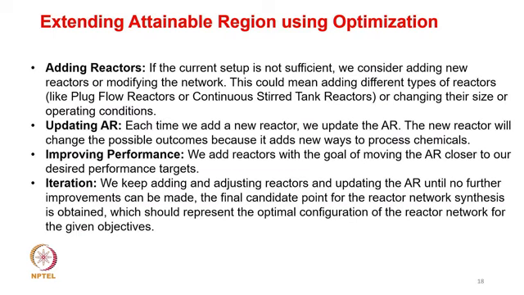And this process would keep on changing. When we add the reactor, we are typically moving towards our desired attainable region, close to our desired performance targets. Once that is done, we can keep on iterating, keep on adding more reactors, adjusting the size until no further improvement can be found. And the final candidate, when the end point for the reactor network synthesis is obtained, should represent the optimal configuration of the reactor network, satisfying the list of objectives that we have specified.